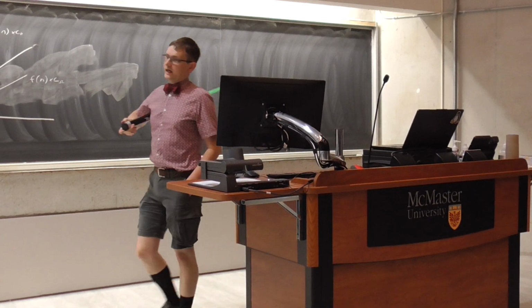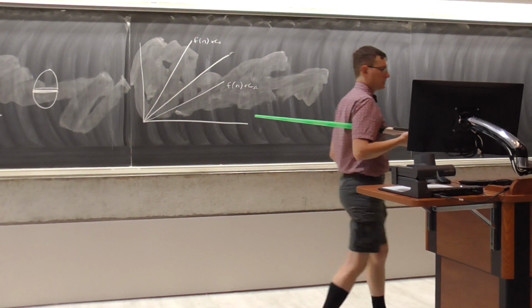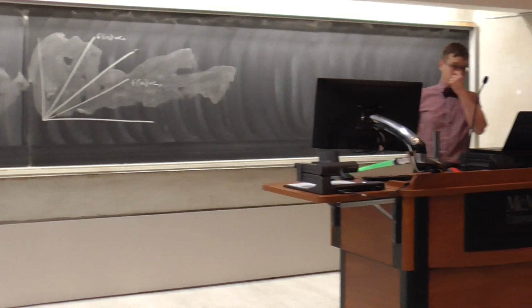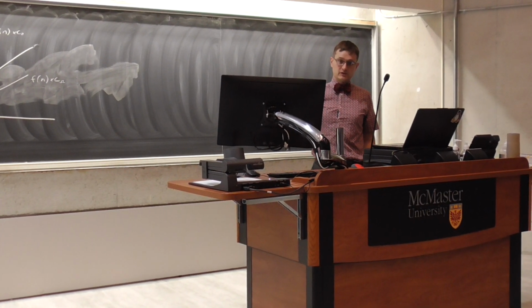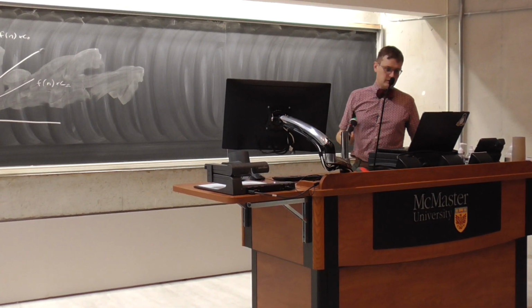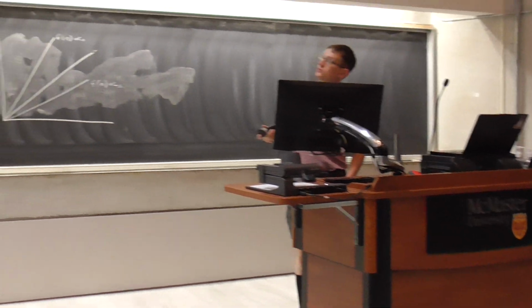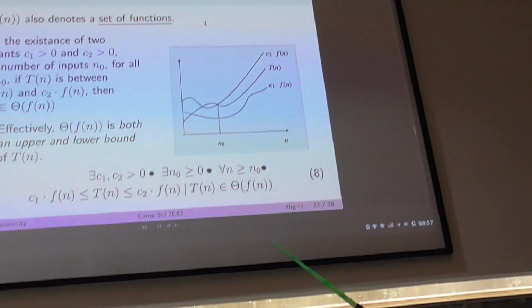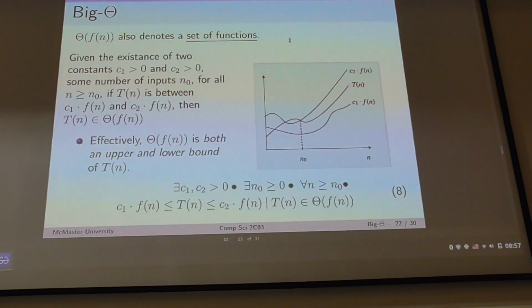So, big theta is still a set of functions. The math has changed slightly. We now have two constants, C1 and C2. We still have this n naught concept. If t of n is between C1 f of n and C2 f of n, then t of n is in big theta.